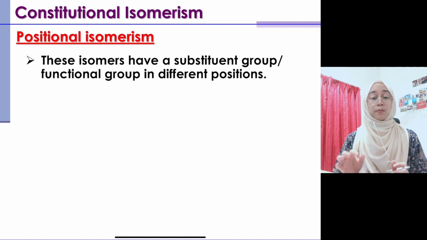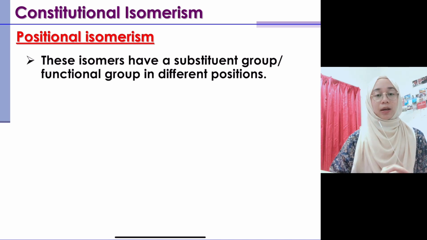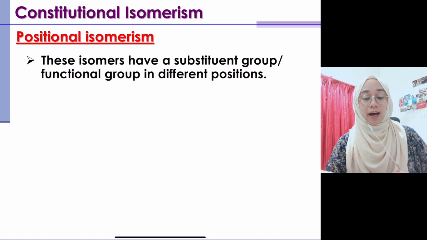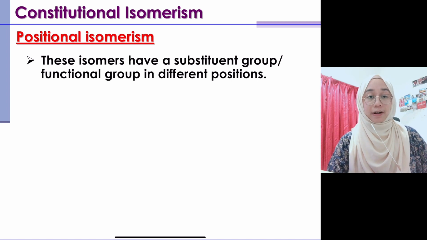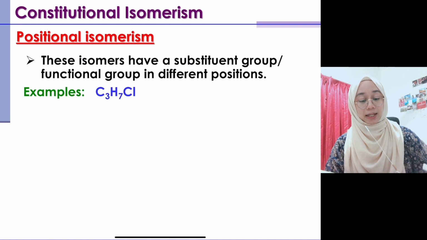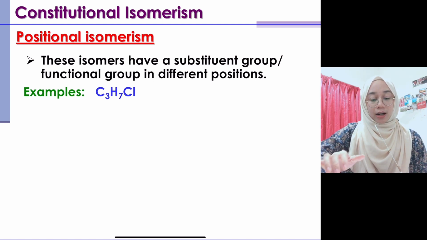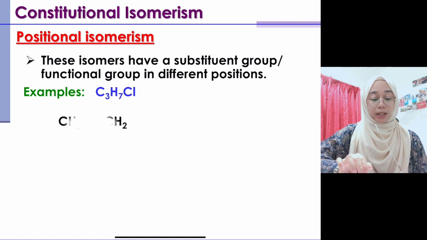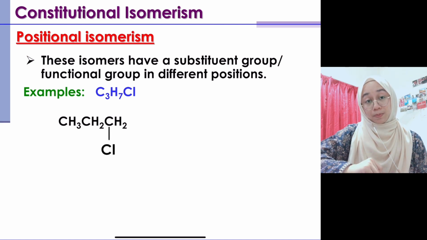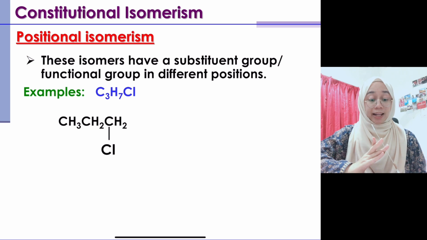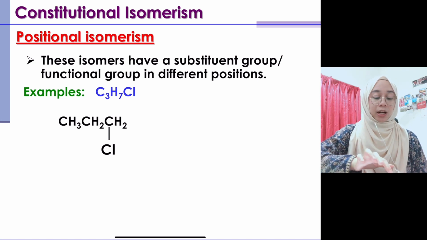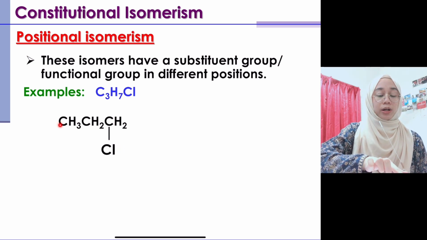Okay, so kita tengok pula positional isomerism. So these isomers, they have a substituent group ataupun they have a functional group in different position. So for example, kita ada C3H7Cl. Okay, jadi sekarang ni lukis dulu karbon lah. Karbon ada 3, so lagi senang kamu buat karbon 3 dahulu, and then kita letak Cl dekat paling hujung. That will be the easiest one. Nak letak Cl tu dekat mana kan? So kita letak paling hujung. Sama ada kamu nak letak hujung kanan ataupun kamu nak letak hujung kiri.